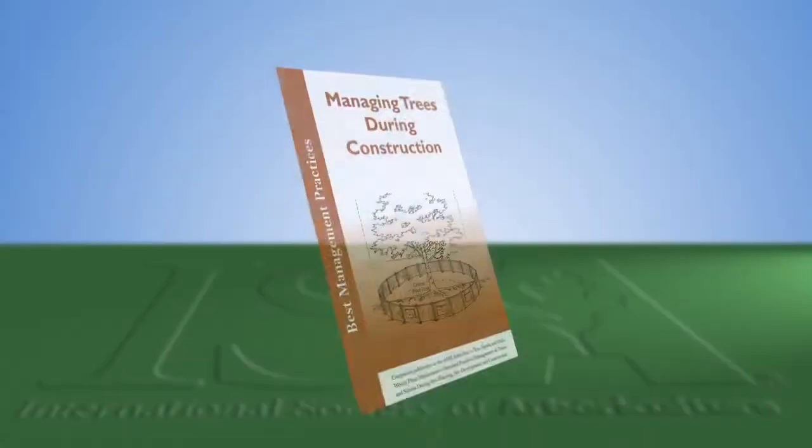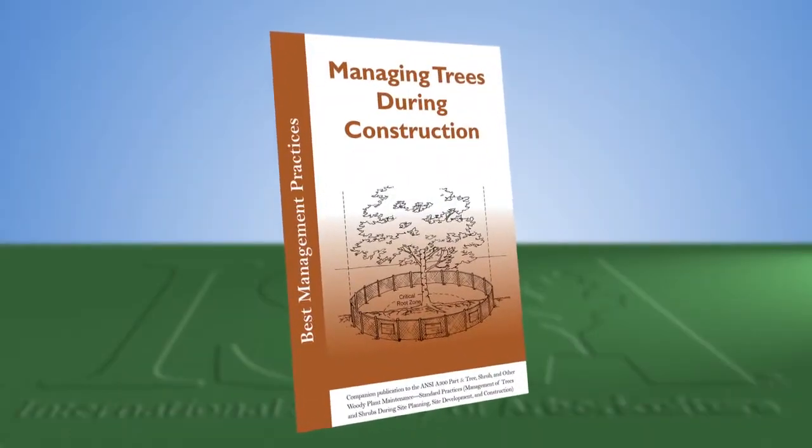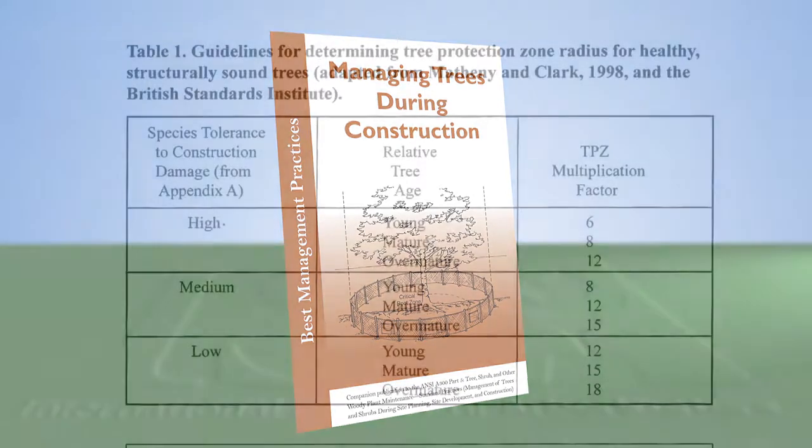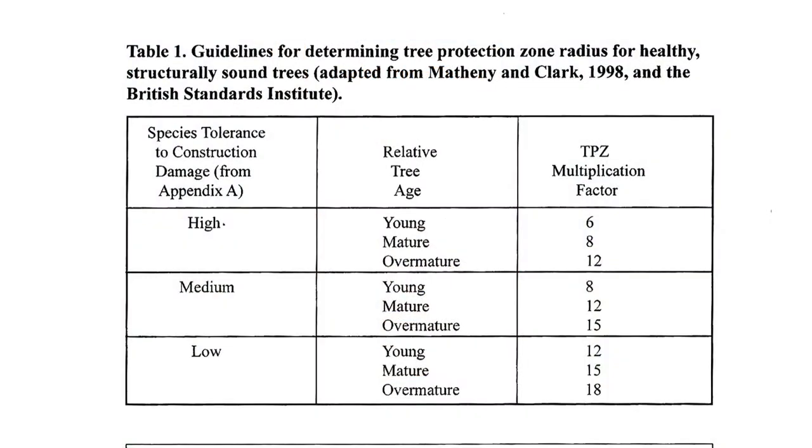ISA's Managing Trees During Construction Best Management Practices booklet provides a chart of tree species and their tolerance to construction. The lower the tree's tolerance, the larger the TPZ must be to protect the tree. The tree's age must also be taken into account. Younger trees are more resilient and thus more tolerant to disruption than mature trees. So an older tree would require using a higher protection factor than a younger tree of the same species.